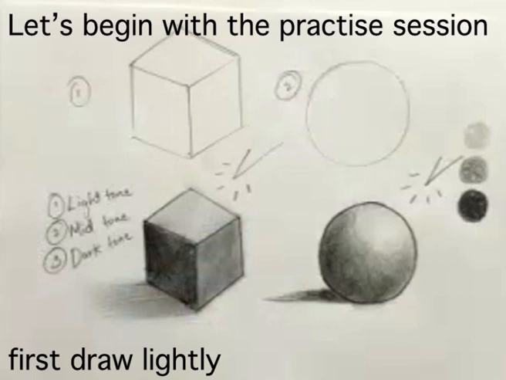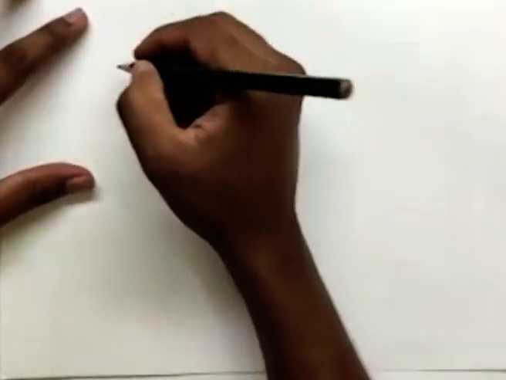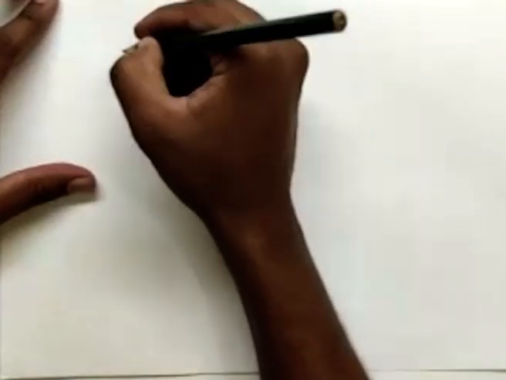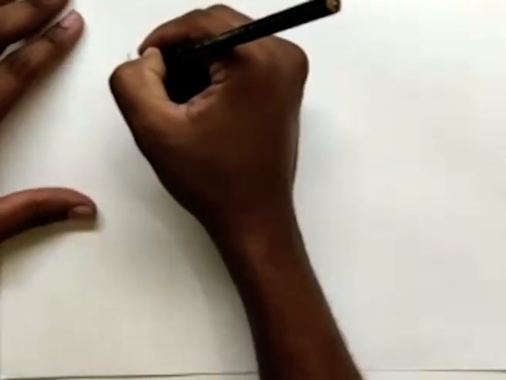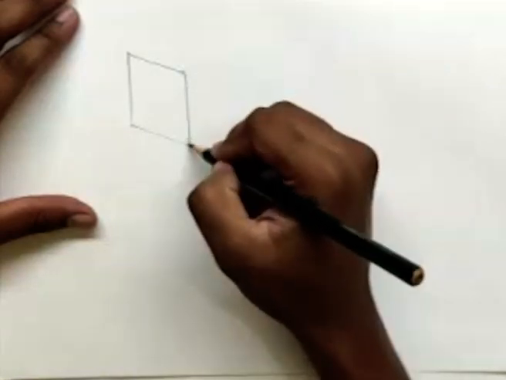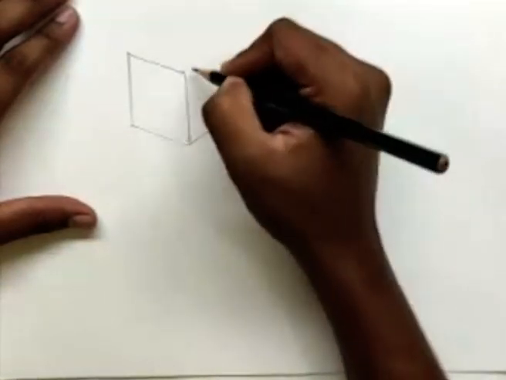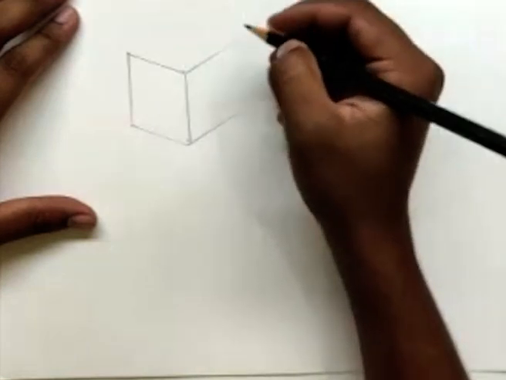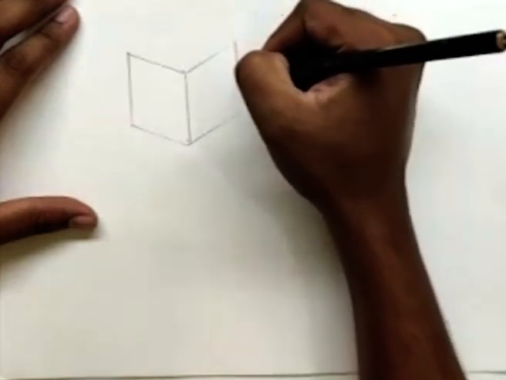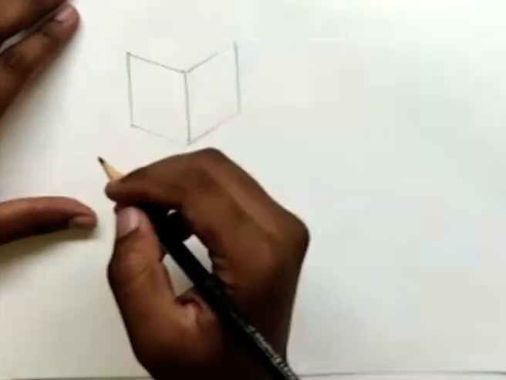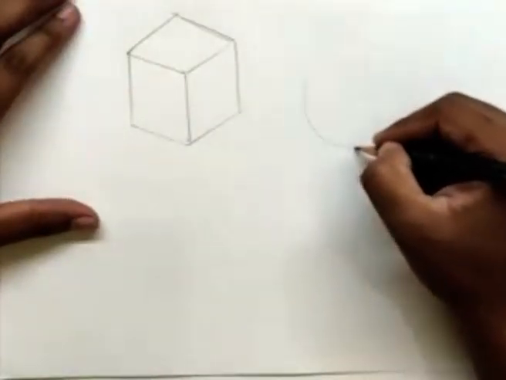Shreyas, over to you. Firstly, we'll take one practice sheet, so we can just practice some random shapes first. One is a cube. This is just line drawing. And the other one is a circle.